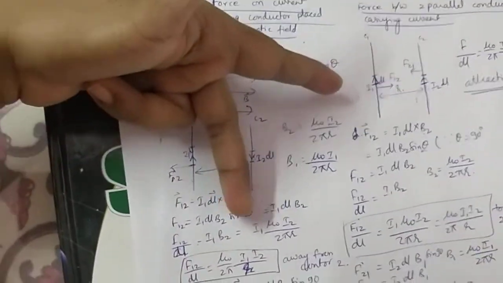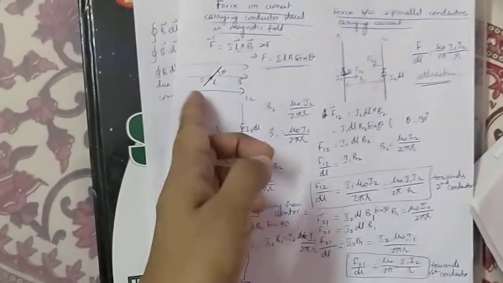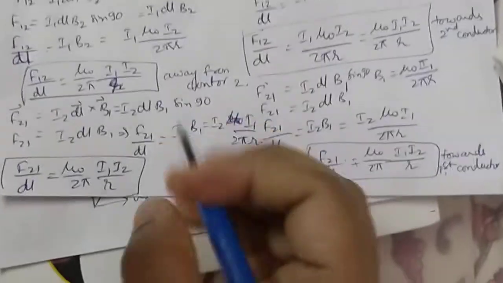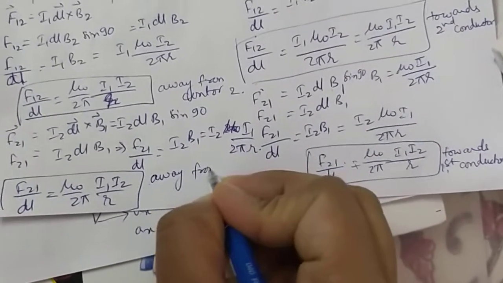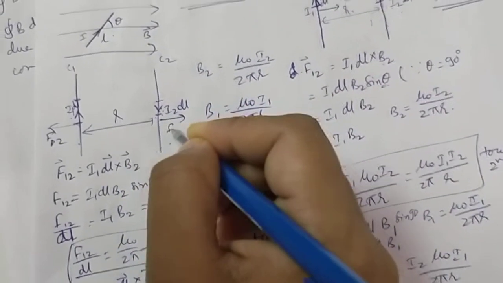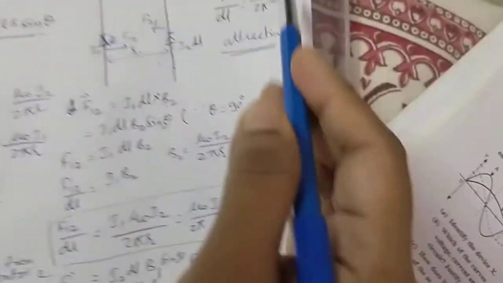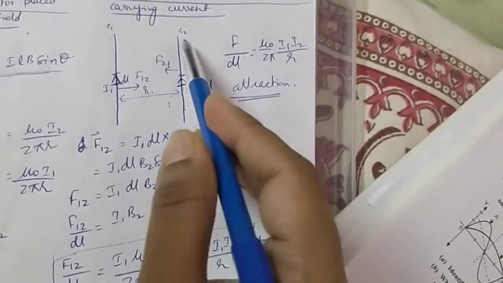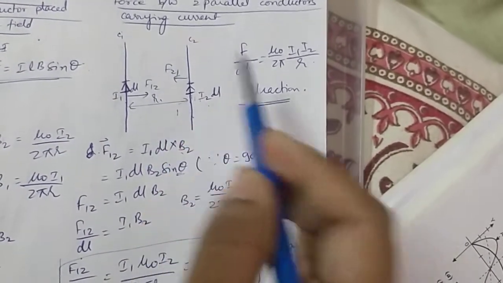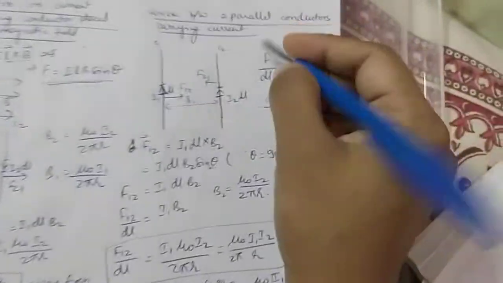But what is the direction of F21 now? Direction for F21, Fleming's left hand rule, if I use it, current is in the downward direction, magnetic field is inside the plane of the paper, my thumb is pointing this side, right, away from conductor 1. So this is the direction of F21. So you see that here the force is repulsive, whereas here the force was attractive. When two infinitely long parallel wires carry current in the same direction, the force is attractive, and here the force is repulsive. But the expression in both the cases is coming out to be the same, which is this.